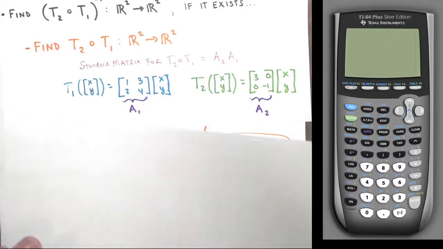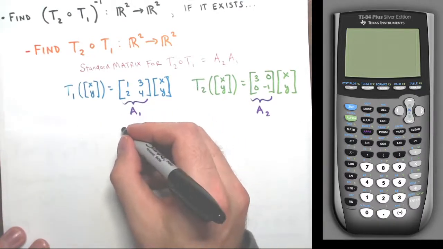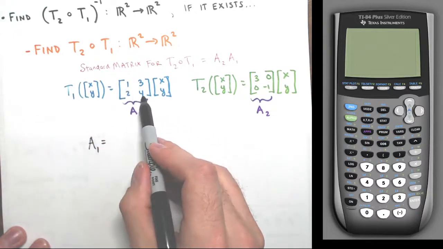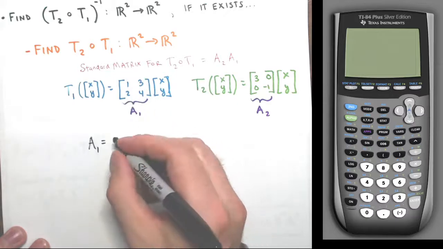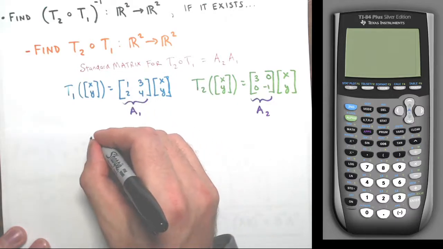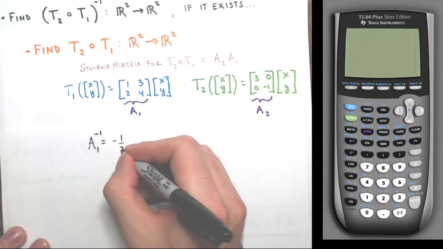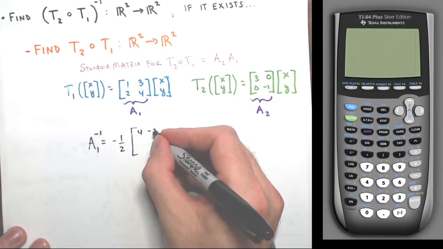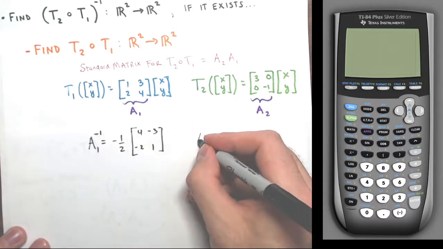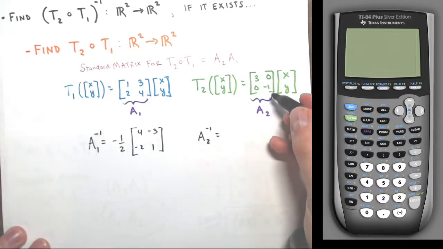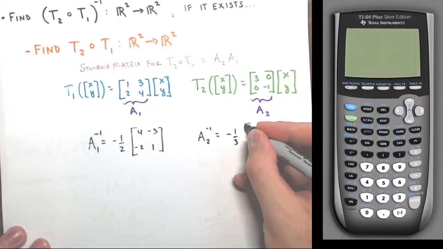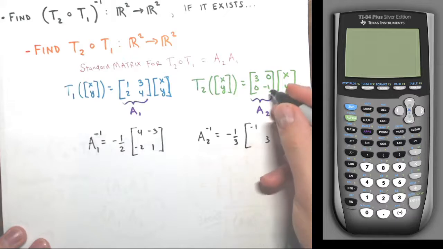So what's A1 inverse? The determinant of A1 is 4 minus 6, so -2, meaning A1 inverse starts off with -1/2 times the matrix with the 4 and the 1 switched, and then -3, -2. And then A2 inverse, this was A2, the standard matrix for T2. The determinant is -3, so -1/3 times the matrix with -1 and 3 switched, and the opposites of zeros are still zeros.